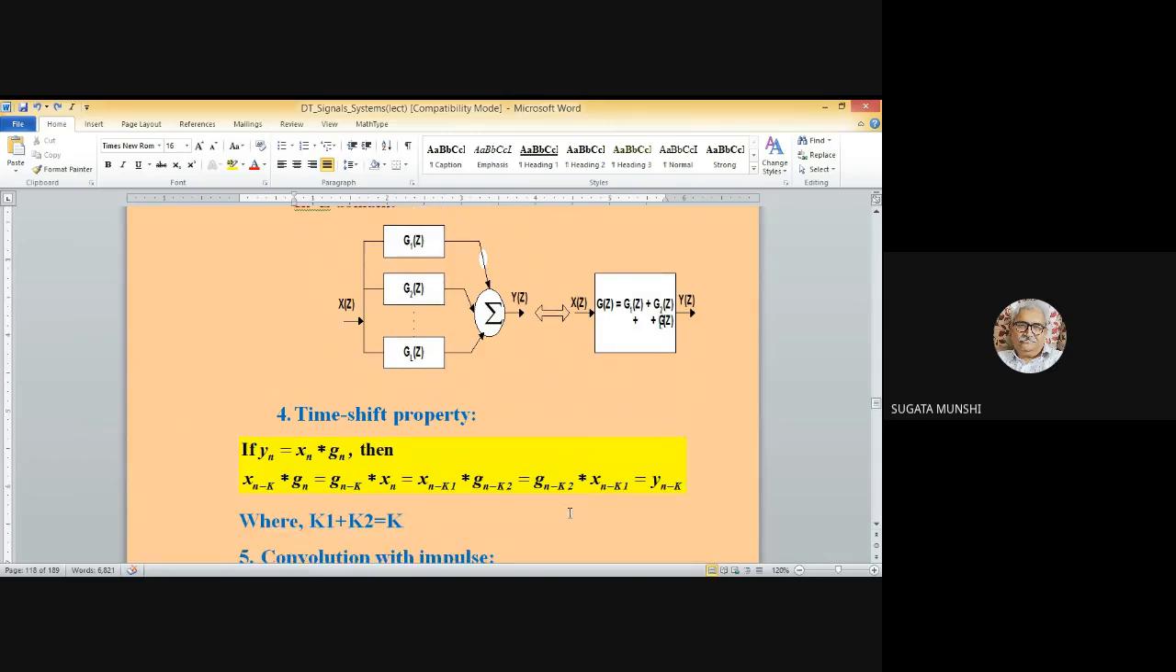It's not that y[n-k] will be the convolution of x[n-k] with g[n-k]. Don't think that. But this will be the case, where k1 plus k2 will be equal to k.